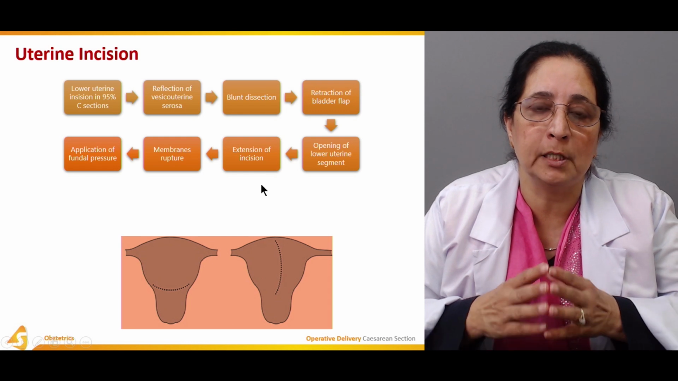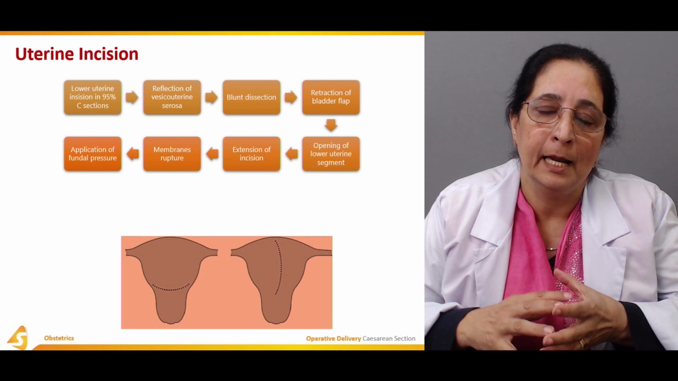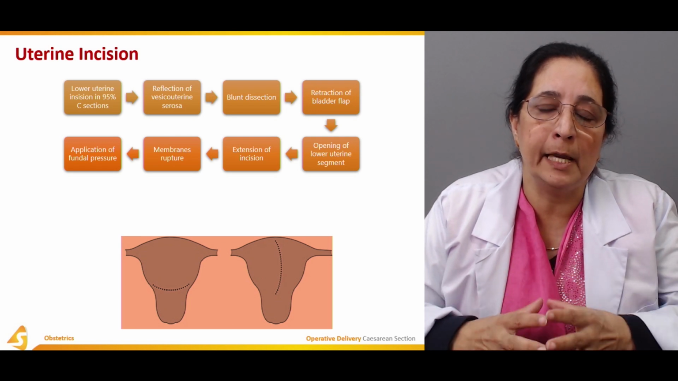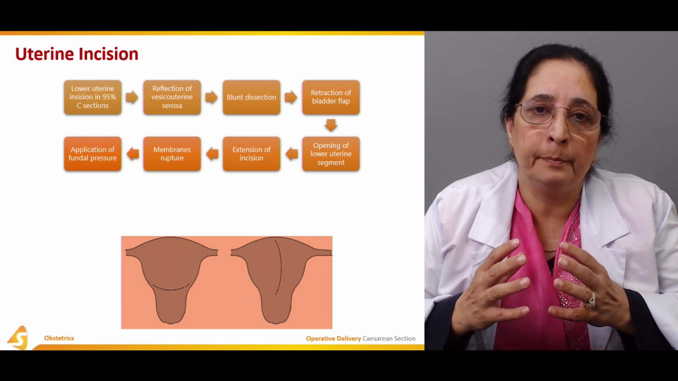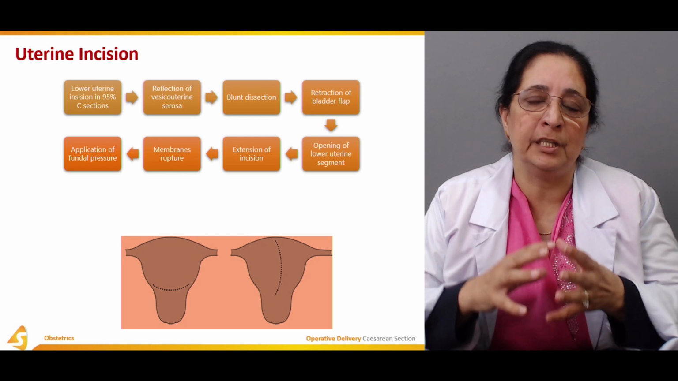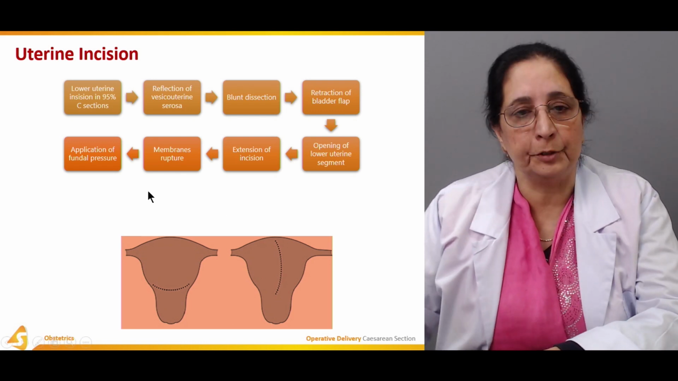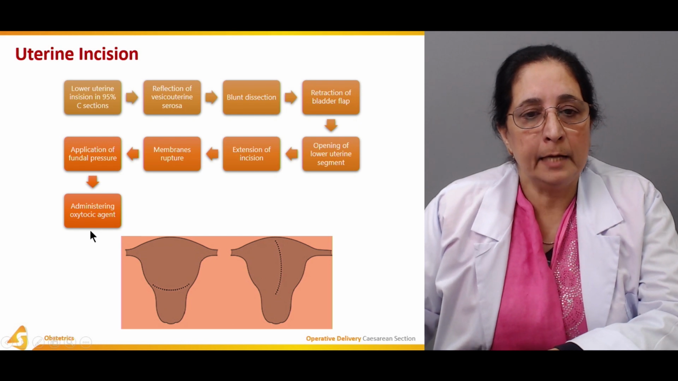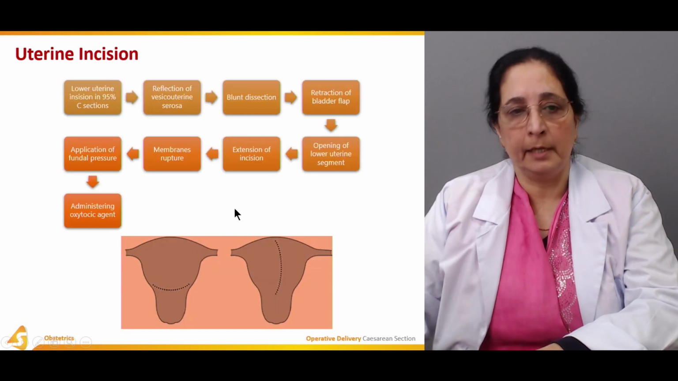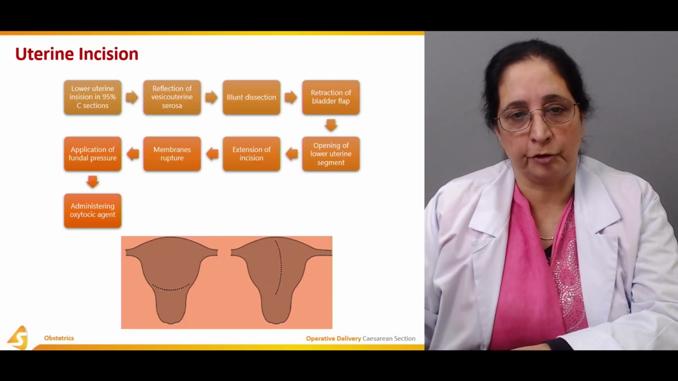Once the uterine incision is given, fundal pressure is applied, and at that point, even with the anesthesia, with the epidural, the patient feels very strong pressure which is given to remove the baby out. Membranes are ruptured. Administering an oxytocic agent is important for the contraction of the uterus.